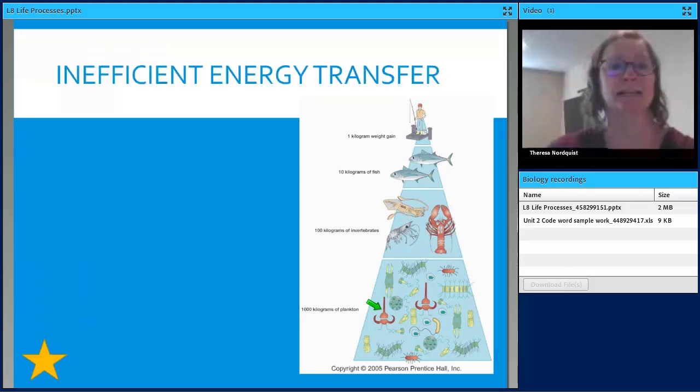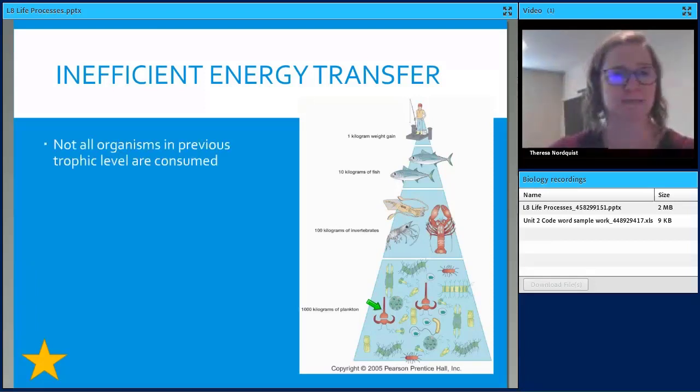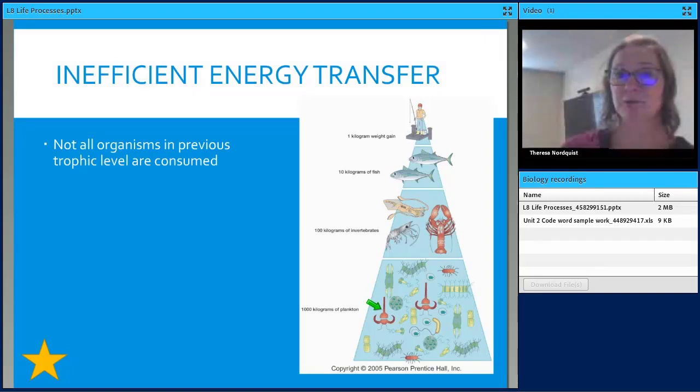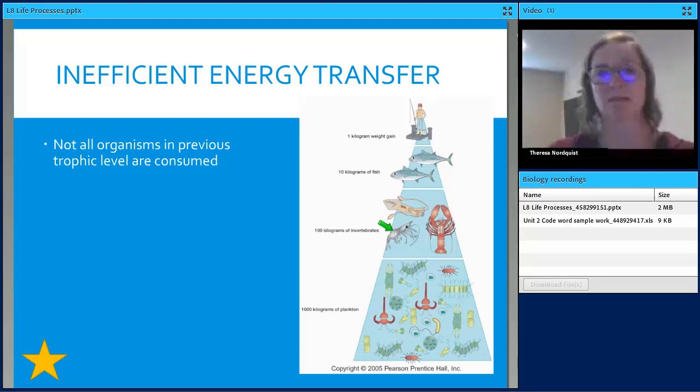Now, a couple of things can also add to this, besides organisms using the energy for their own biochemical processes. Not all organisms in one trophic level get consumed. So not all of these plankton are going to be consumed and be able to pass on their stored energy to the next level. Some of them are going to die and fall to the bottom of the ocean.